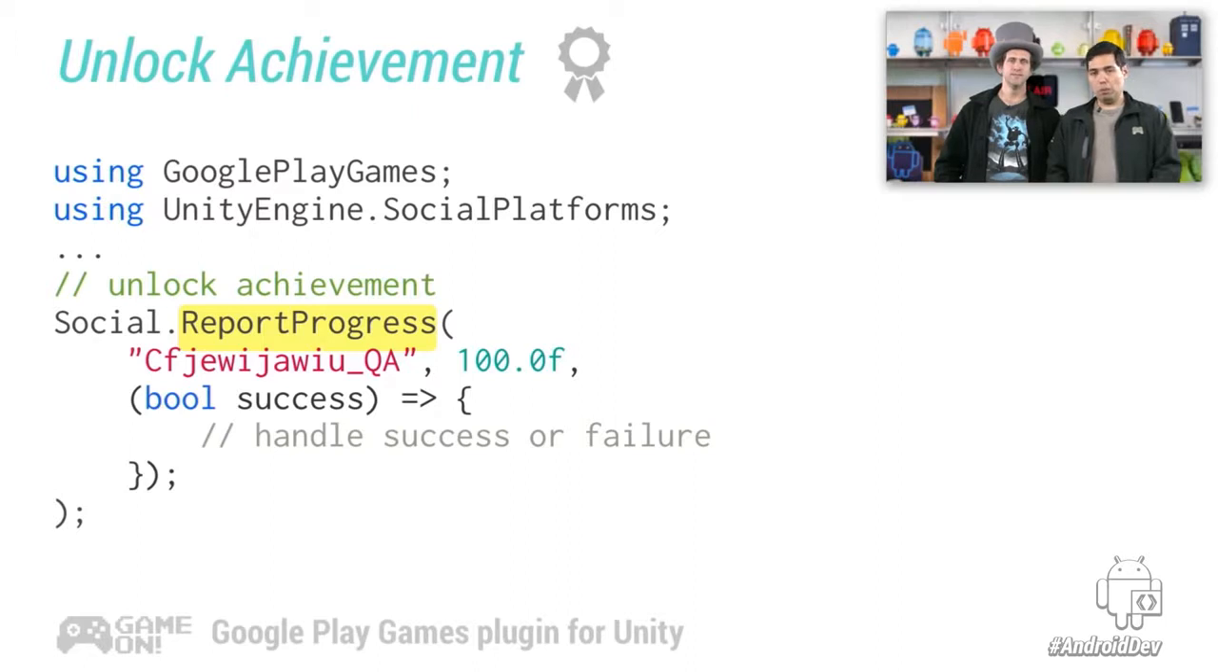So all they have to do is call report progress. Then you pass in the achievement ID. That's the same thing you get from the developer console. And then you pass your callback that's going to run to determine, as a callback, if there's success or failure.